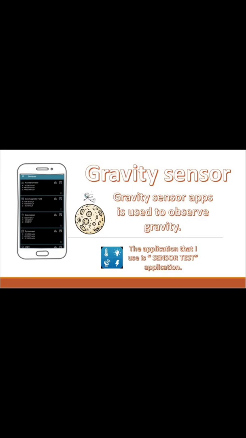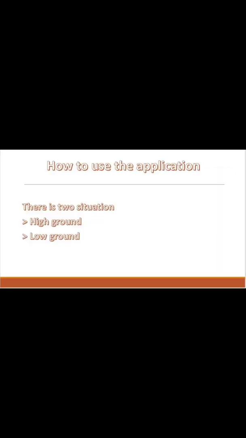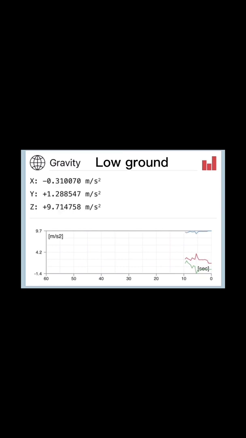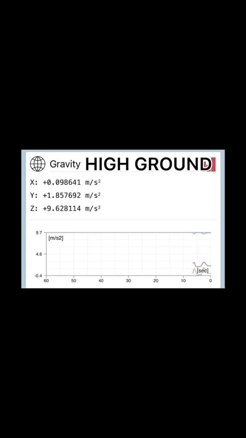The sensor that I choose is the gravity sensor. Gravity sensor apps are used to observe gravity. The application that I use is the Sensor Test application. The next part is how to use the application. There are two situations, high ground and low ground. This is the low ground graph. This is the high ground graph.